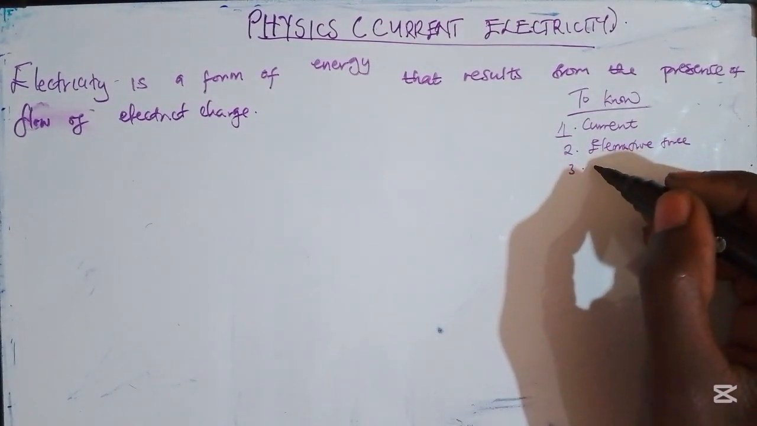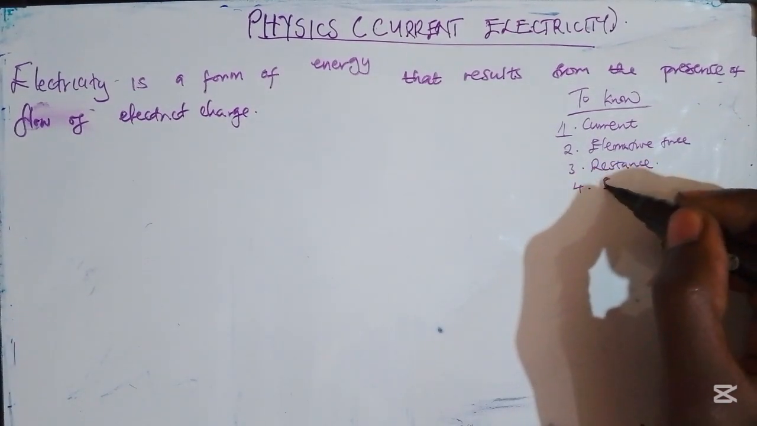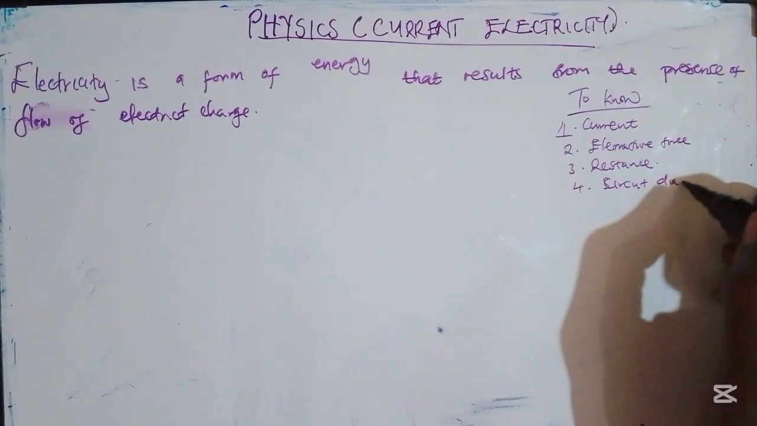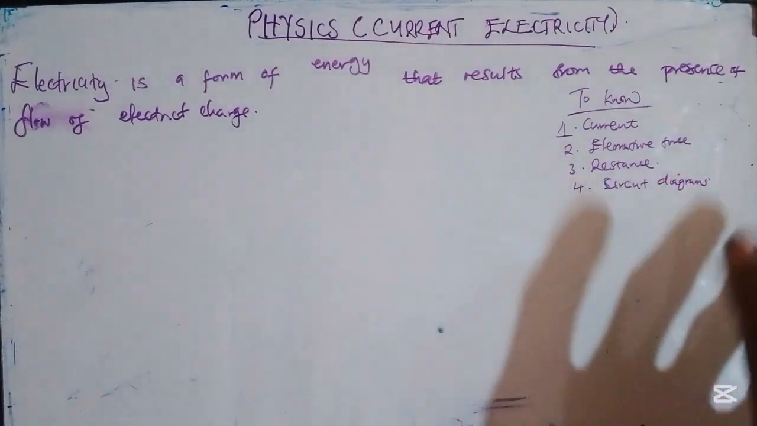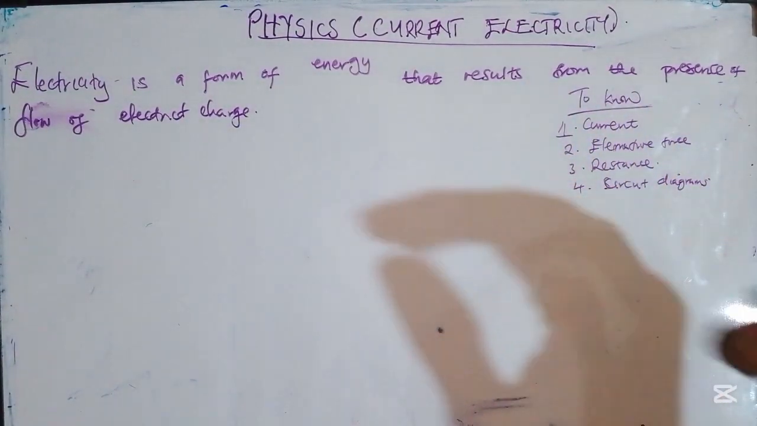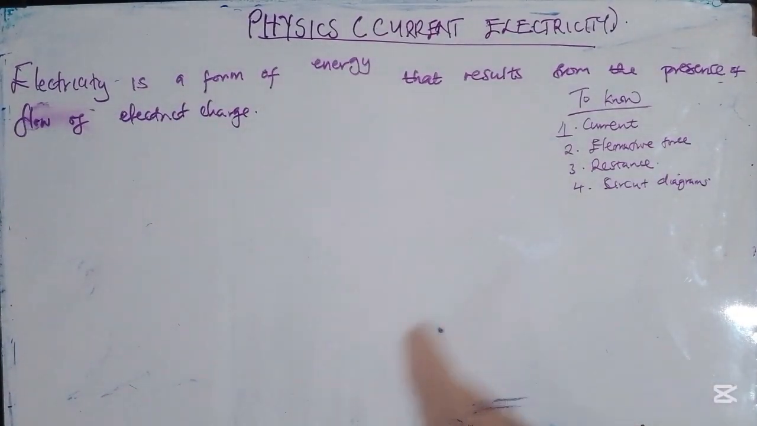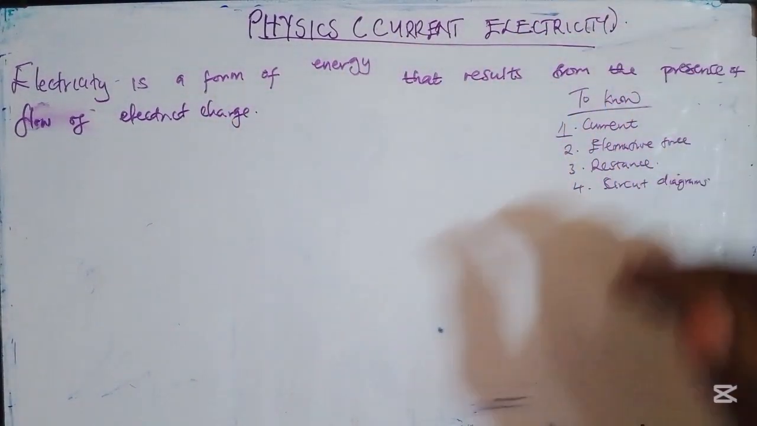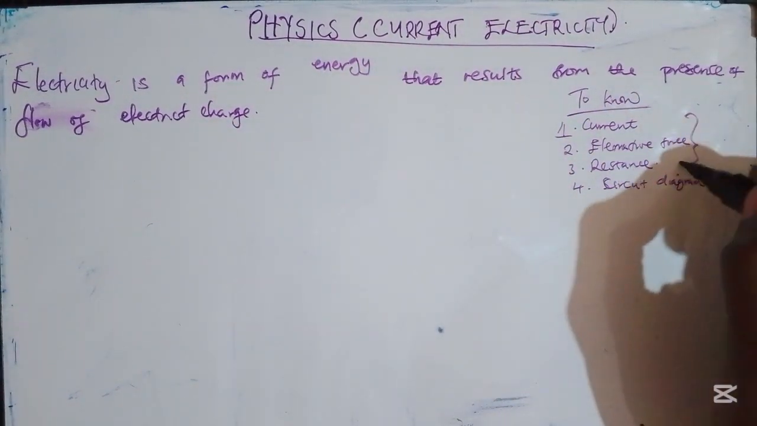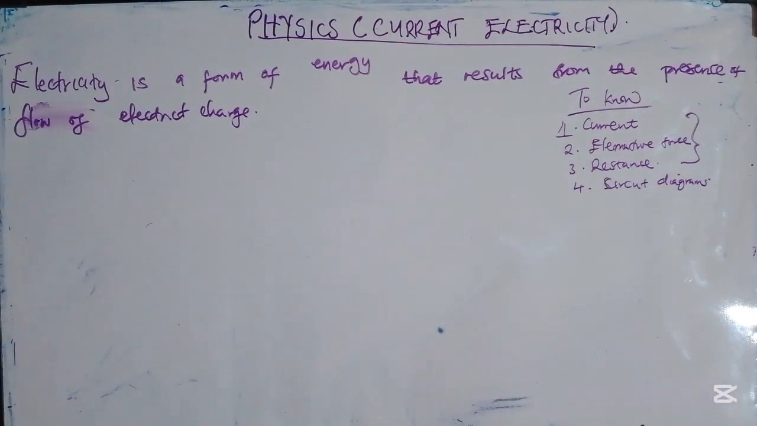Then three, you need to know what resistance and the circuit diagrams are. So if you want to pass your paper one, which is physics, you need to know these four subtopics under electricity. This video will cover all these terms from current up to resistance. So our part 1 video will end on resistance. Then our second video will cover the circuit diagrams.